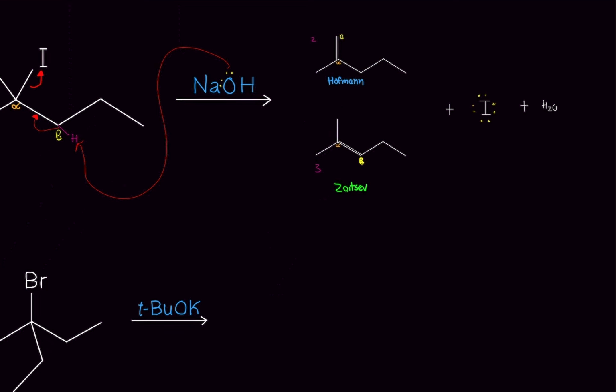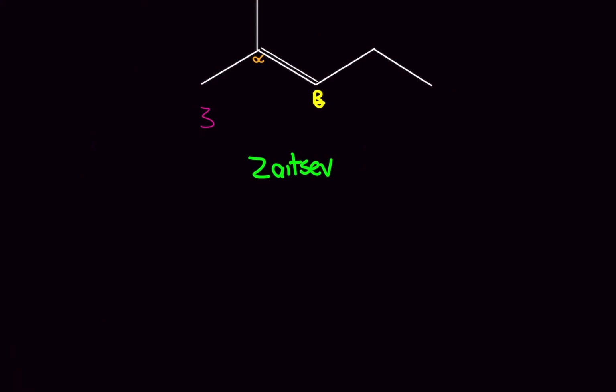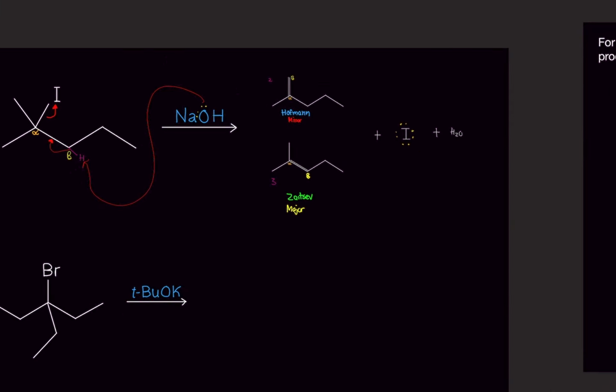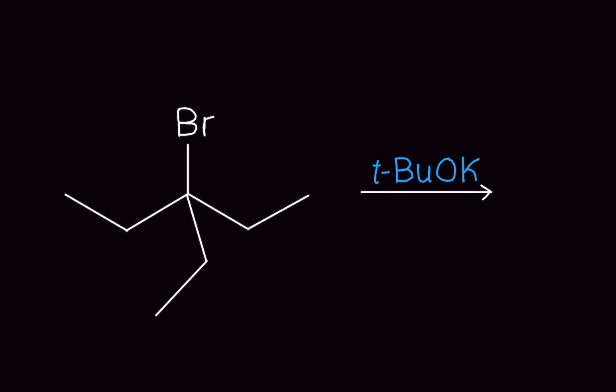Which was the major and which was the minor? Well, since this is not a bulky base, by default, the Zaitsev is the major. That easy. And this is the minor. There we go. Okay, let's do this one. This one's a challenge, by the way. It's a secret. See if you can get this one.